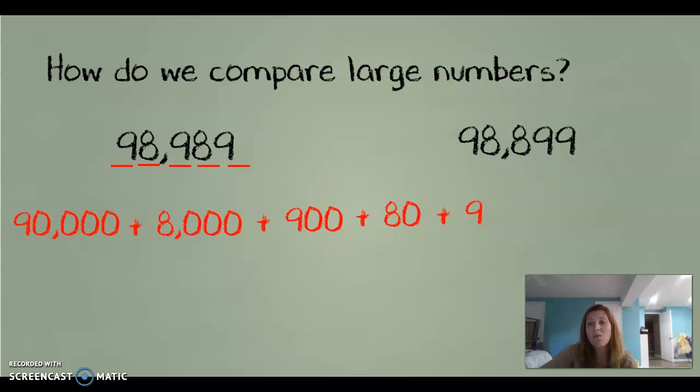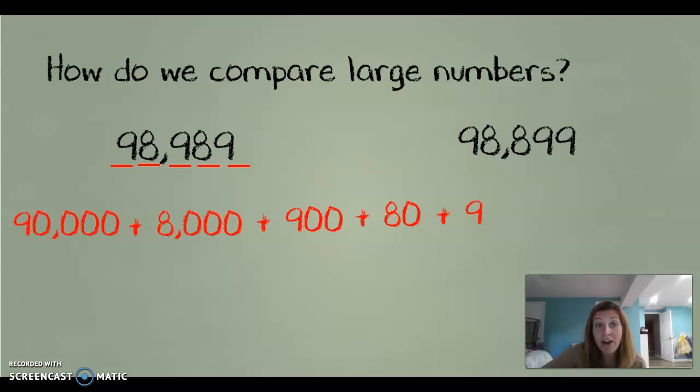So let's think, when we're comparing large numbers, should we start with the smallest place value in the ones place, or should we start with the largest place value? If you said we need to start with the largest place value, you are correct. When we are comparing large numbers, we want to start with our largest place value. So we would start all the way over to the left in the ten thousands place.